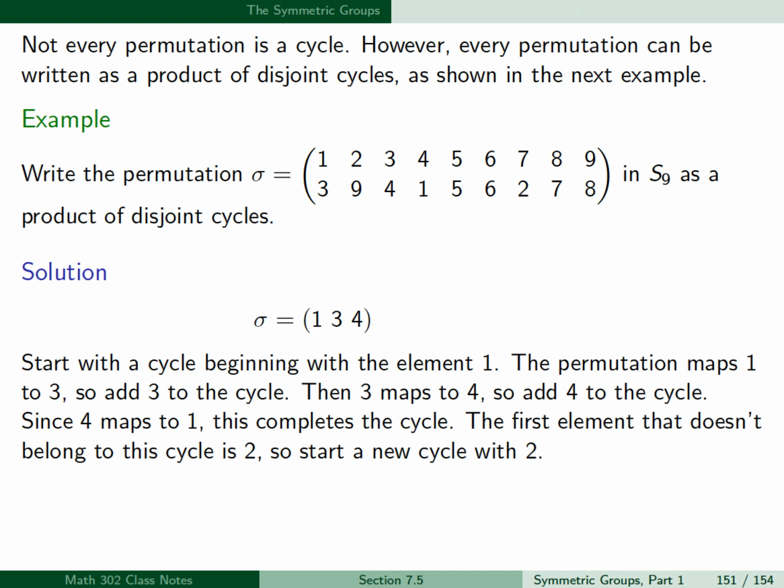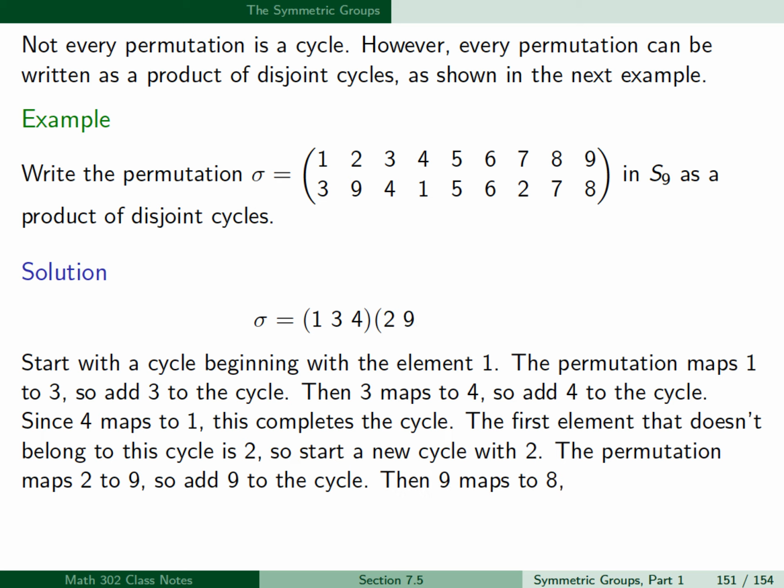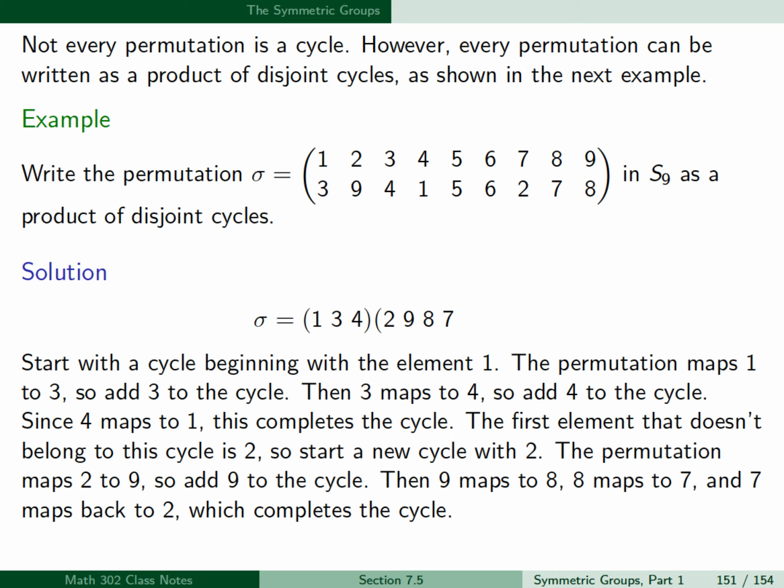Now the first element that doesn't belong to the cycle is 2, so we'll start a new cycle with 2. The permutation maps 2 to 9, so add 9 to the cycle. Then 9 maps to 8, 8 maps to 7, and 7 maps back to 2, which completes the cycle.